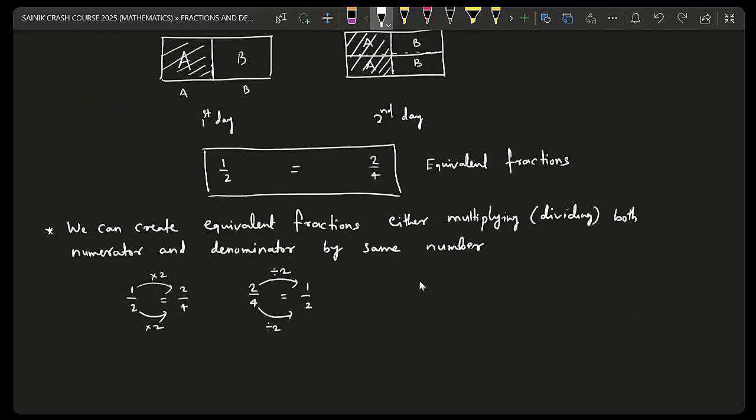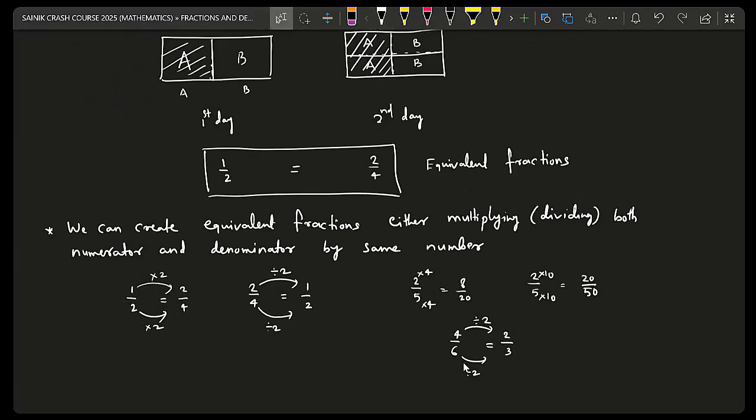Similarly, suppose you have 2 by 5 and want to create an equivalent fraction. I can multiply the numerator by 4 and the denominator by 4, getting 8 by 20. So 2 by 5 and 8 by 20 are equivalent fractions. I can also multiply by 10 to get 20 by 50. Any number you wish, but the numerator and denominator should be multiplied or divided by the same number. For example, with 4 by 6, I can divide both by 2: 4 by 2 is 2, 6 by 2 is 3. They are also equivalent fractions.